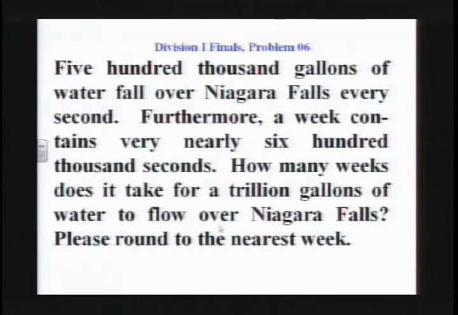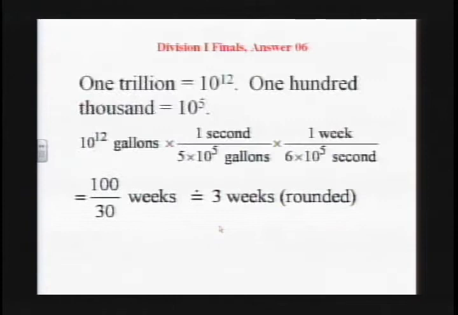And the problem's over with. Could we have the solution, please? And the solution is 1 trillion is 10 to the 12th power, 1 followed by 12 zeros. Divide that by 500,000 gallons, then divide this by 600,000 seconds. That turns out to be 100 over 30, which is approximately 3 weeks rounded.